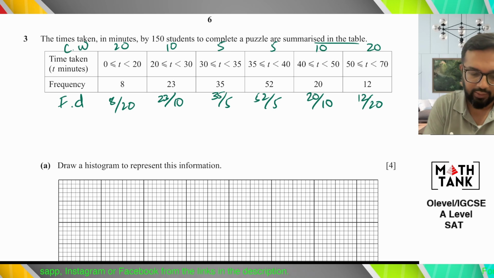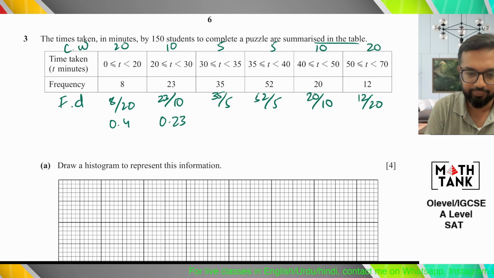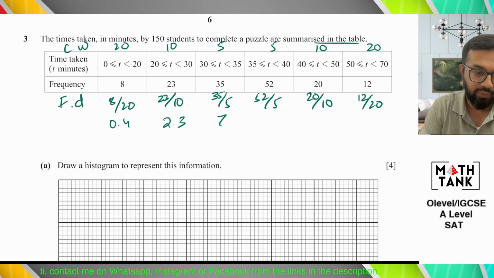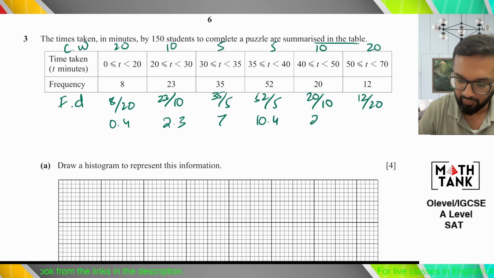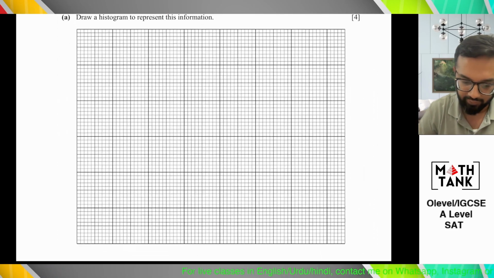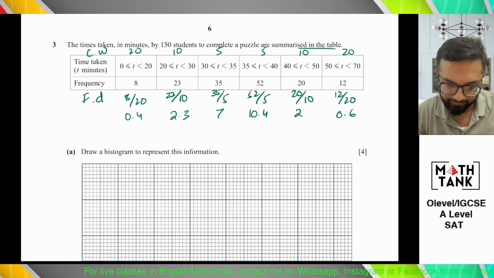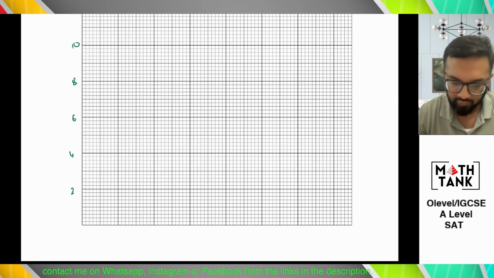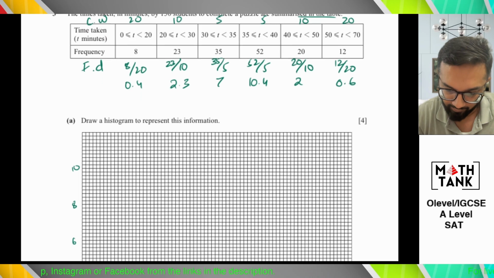Okay, let's calculate that. It's divided by 20, which gives 0.4, then 2.3, then 7, and so on. It's a very weird sort of histogram that has come up. The axis goes 2, 4, 6, 8, 10, and time from 0 to 70.